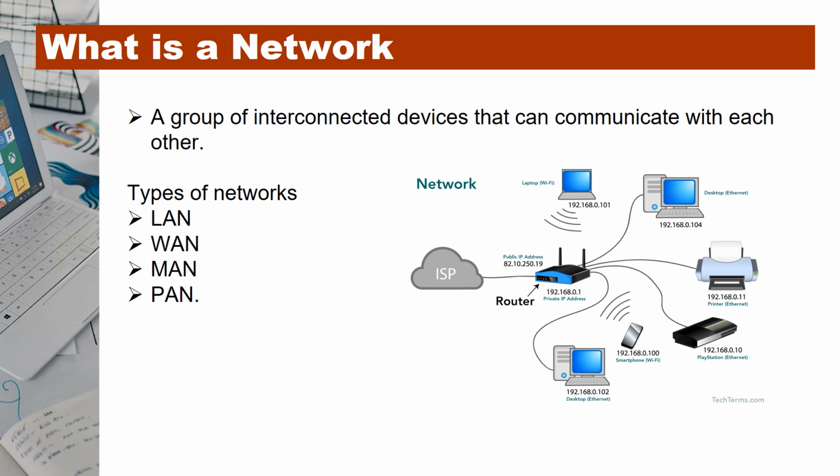Then a wide area network is a network that connects devices over a large geographical area, maybe a school or university. There's also a metropolitan area network, a network that connects devices in a metropolitan area. Then we also talk of a personal area network, a network that connects devices in a small area, such as a home or an office. This marks the end of our first lecture.